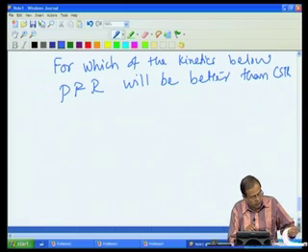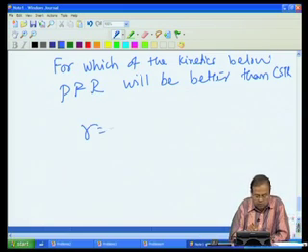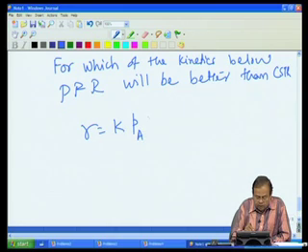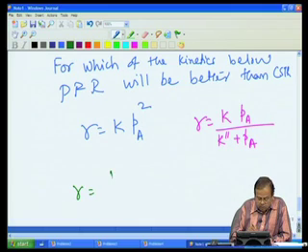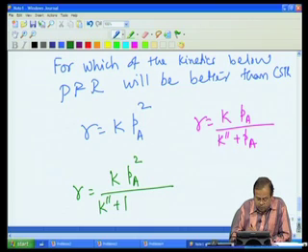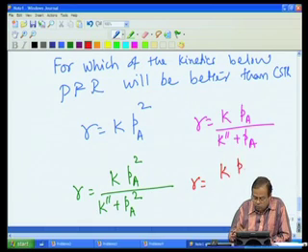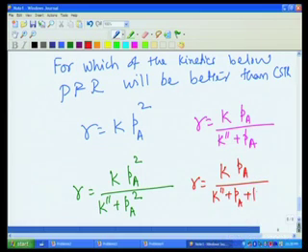rates? The rates we have is as follows: R equal to K into partial pressure of A square, or R equal to K into partial pressure of A divided by some K prime plus partial pressure of A, yet another K into partial pressure of A the whole square divided by K double prime plus partial pressure of A the whole square, and yet another K into partial pressure of A divided by K double prime plus partial pressure of A plus K triple prime partial pressure of A the whole square.